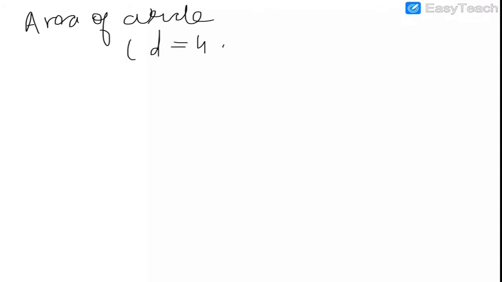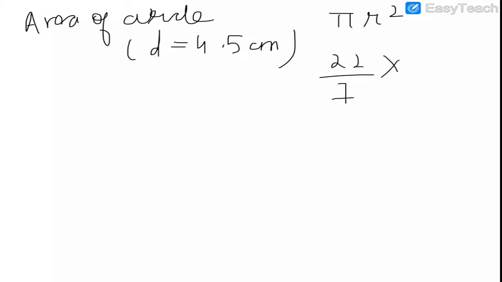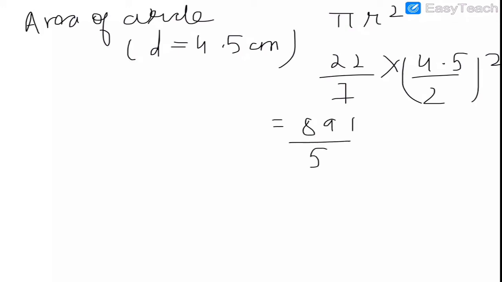Next we have the area of circle, which has diameter 4.5 centimeter. So area of circle is pi r square, pi is 22/7, diameter is 4.5, radius is 4.5/2 and square it. So this we have 891 upon 56 centimeter square.